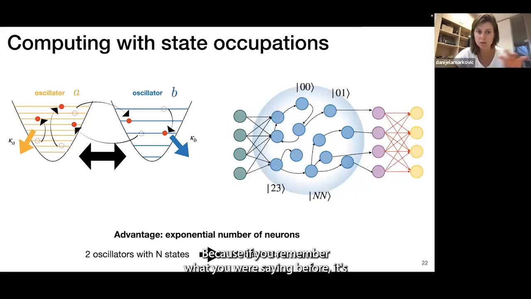Because if you remember what we were saying before, it's a quantum system. It's in a superposition of these states. So it's described by a probability to find it in each of these states.